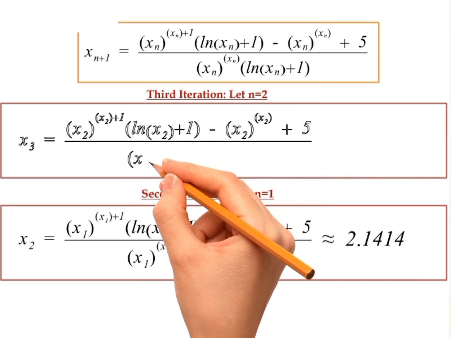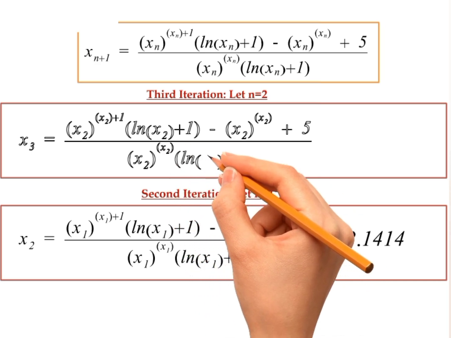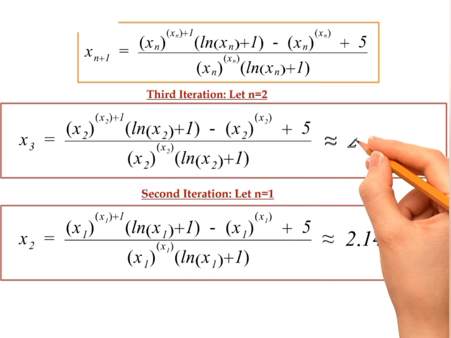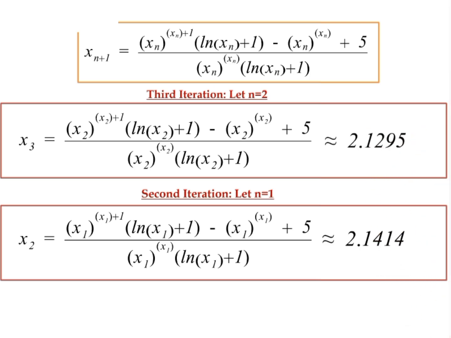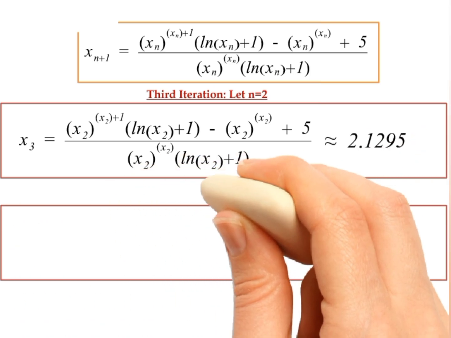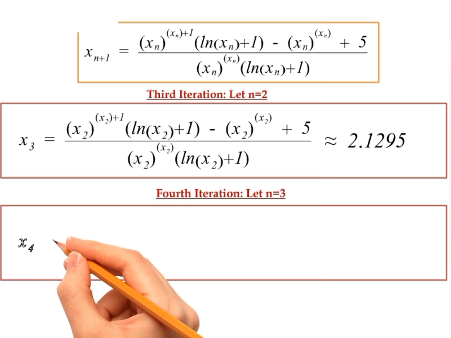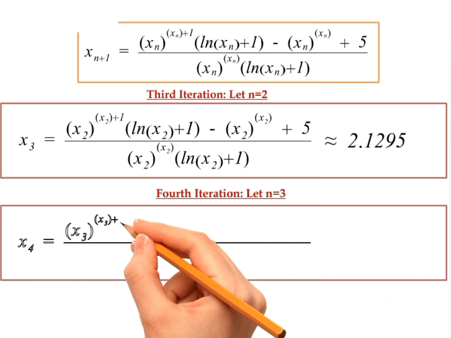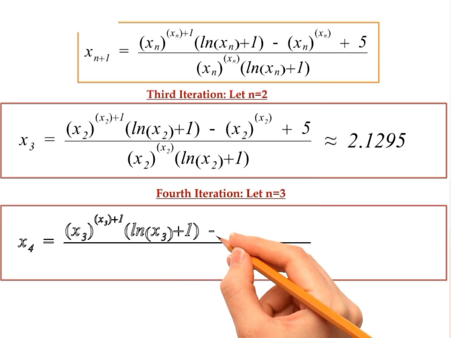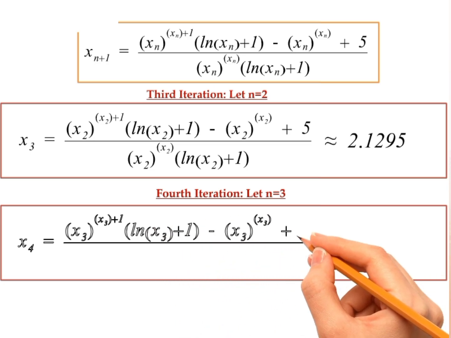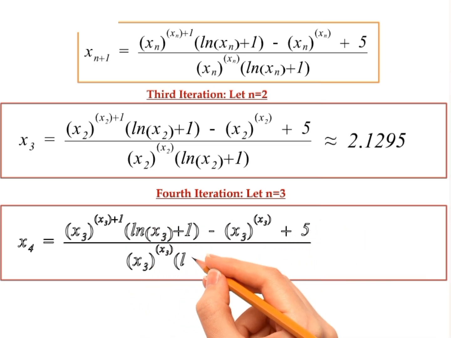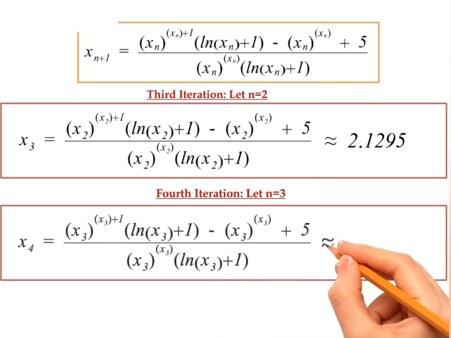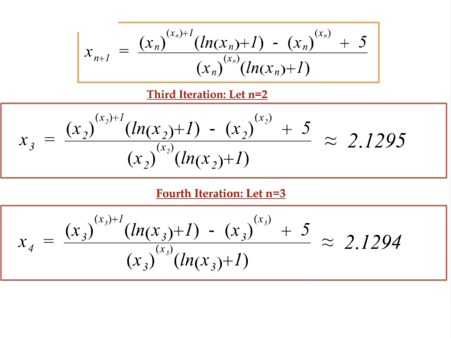It follows that x sub 3 approximately equals 2.1295. We do the fourth iteration also. We substitute the value of x sub 3, and it follows that x sub 4 is approximately equal to 2.1294.